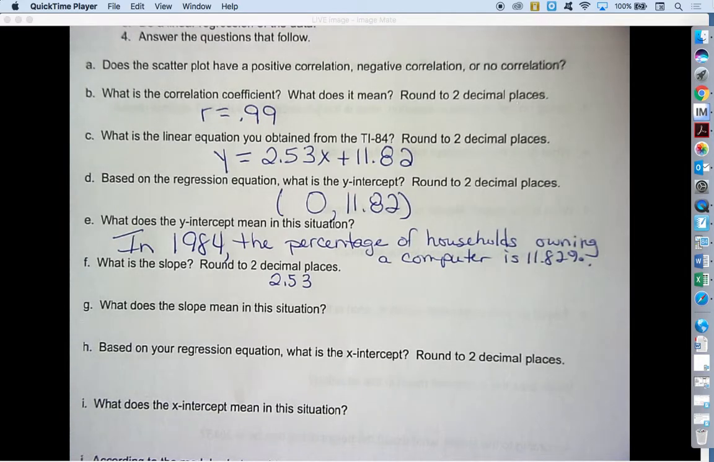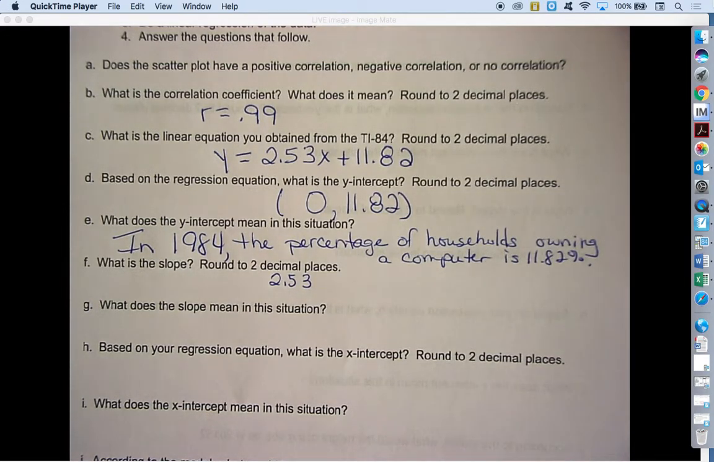But this number is going up every single year. So somehow you have to say that every year the percentage of households owning a computer increases by 2.53. So whatever you want to say there, what Sean said was perfect. Any questions with that one? So make sure you have each year or every year and something about it increasing by that percentage.